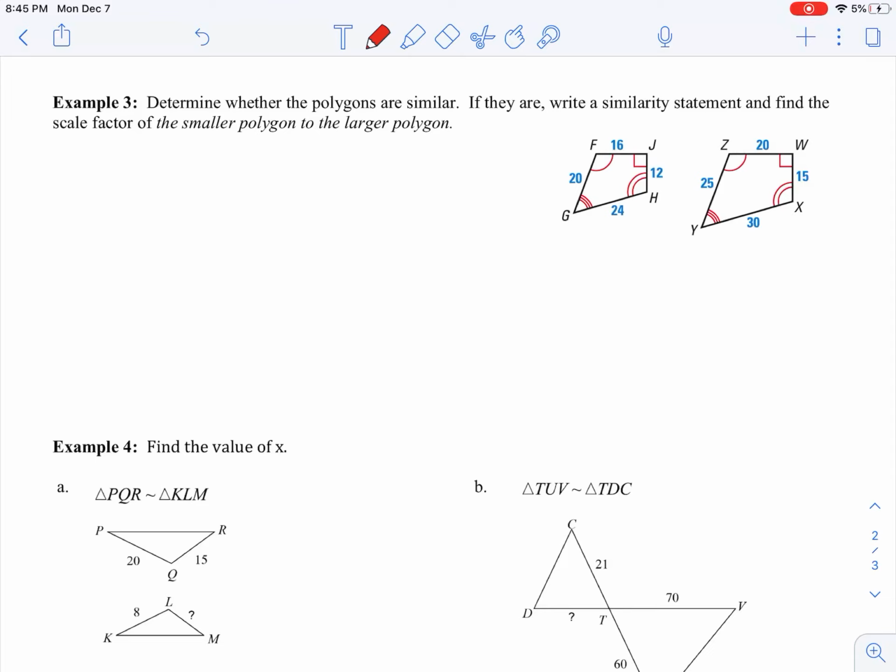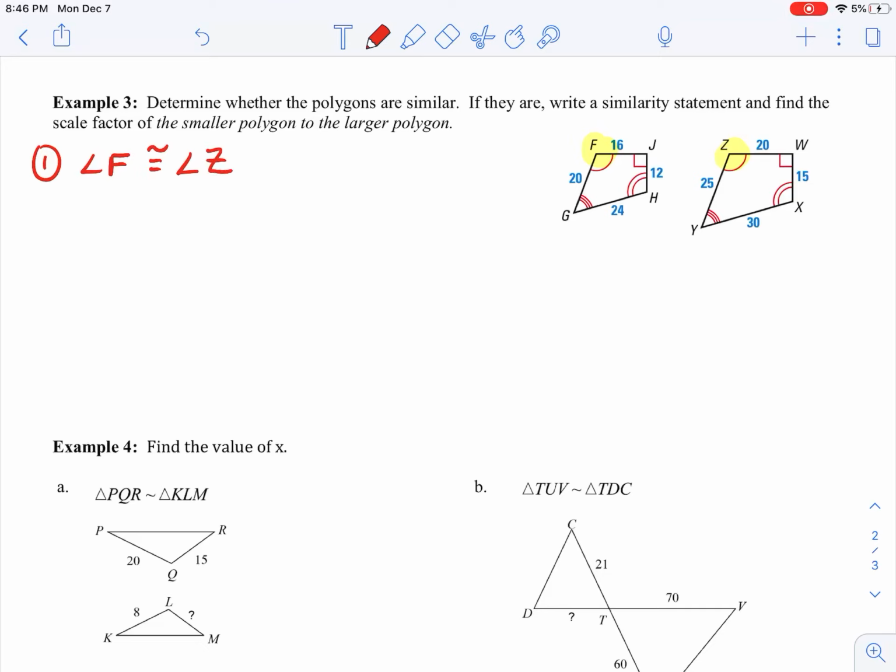So first, let's determine if they're similar. Remember, similar has two conditions. The first is, can you find a matchup on the angles for each angle in the first figure and match it up to an angle in the second figure? So we can see that all the angles have been marked. And so the angle F has exactly the same marking as angle Z. They both have single arc marks, so that means they're congruent. So I see that we have one set of angles that is congruent.